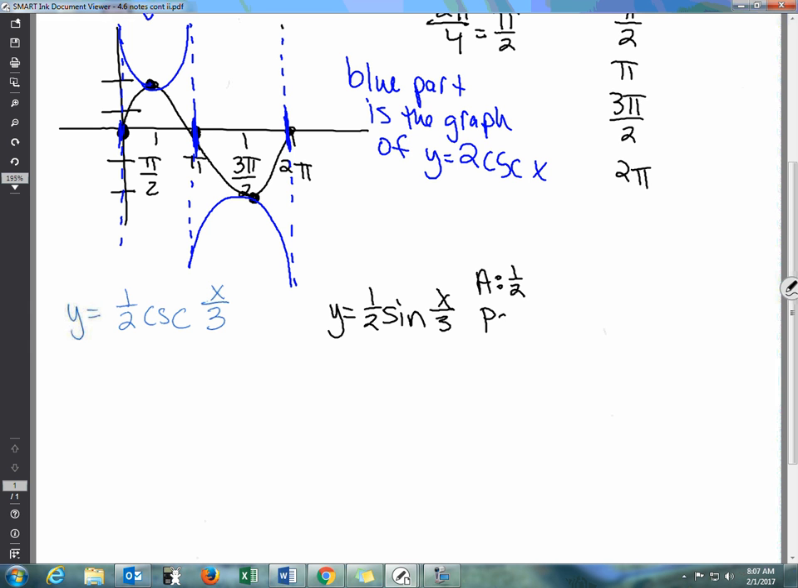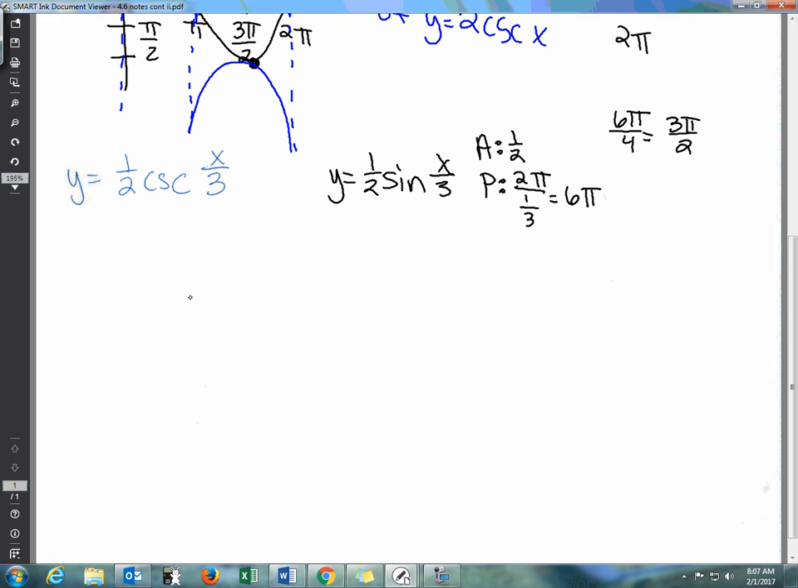Okay, my period length, I'm going to take 2 pi, and I'm going to divide it by, in this case, 1/3. Alright, so 2 pi divided by 1/3 is 6 pi. Alright, now to get my 5 points, I'm going to have to take 6 pi divided by 4, so that's 3 pi over 2. So each mark I'm going up 1.5 pi.